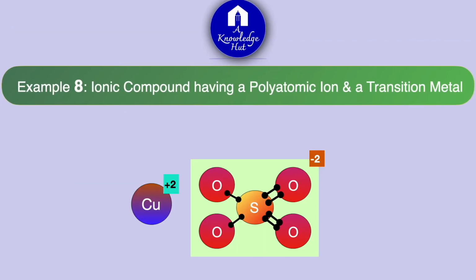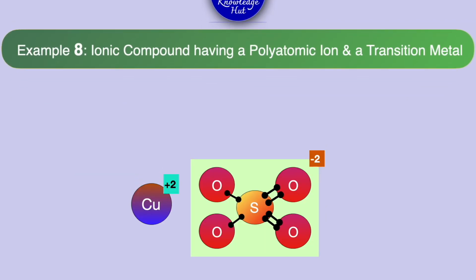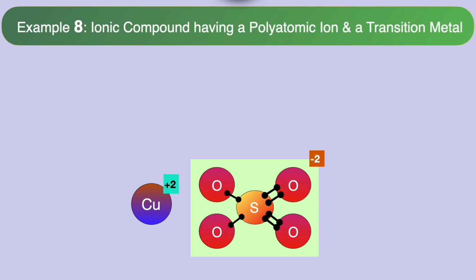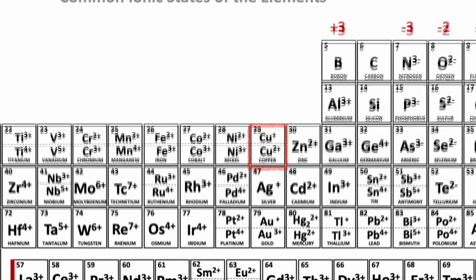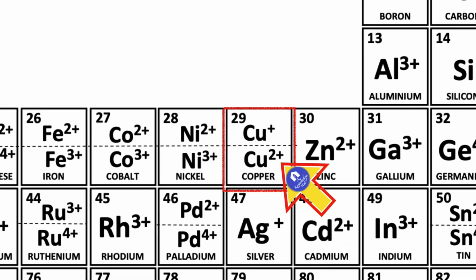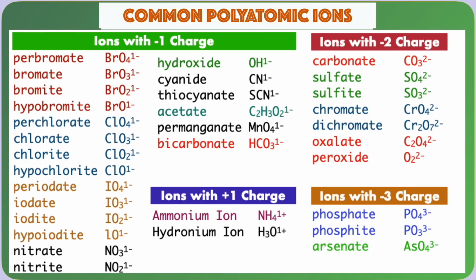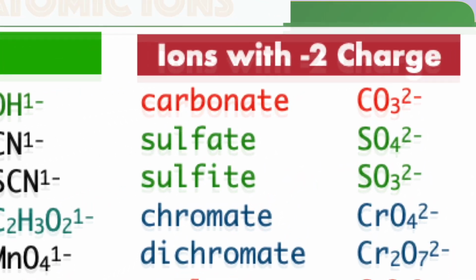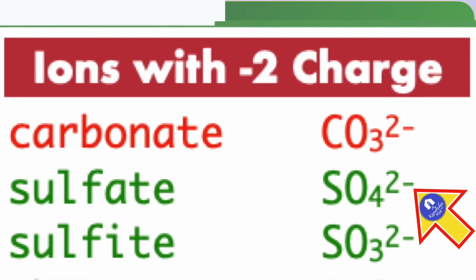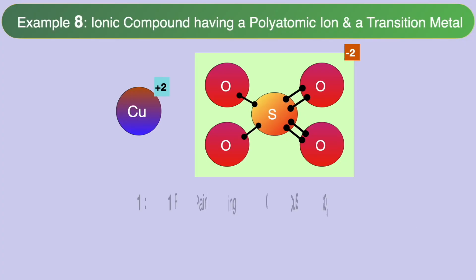In the final example of this video, we have a pairing of a transition metal with a polyatomic ion. The transition metal is copper, which has dual charge states, +1 and +2. In the +2 state, it ionically bonds with a sulfate polyatomic anion with a -2 charge. Their one-on-one pairing forms a neutral ionic compound, CuSO4.